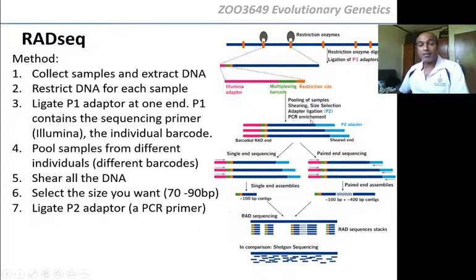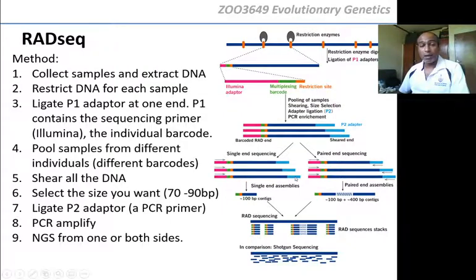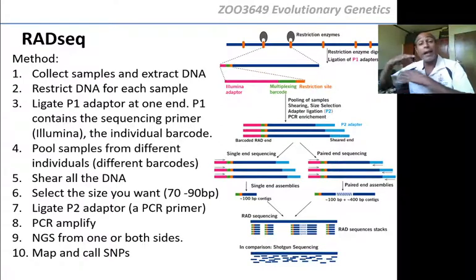Okay, then we ligate the other adapter, the P2 adapter, and then we send them for either single end or paired end sequencing. And then what happens is that they get amplified by these two adapters here, and the NGS happens from either single end, one side, or from both sides, and then we map and call the SNPs. Okay, we map all the SNPs, we line them all up. We line all these millions of pieces.